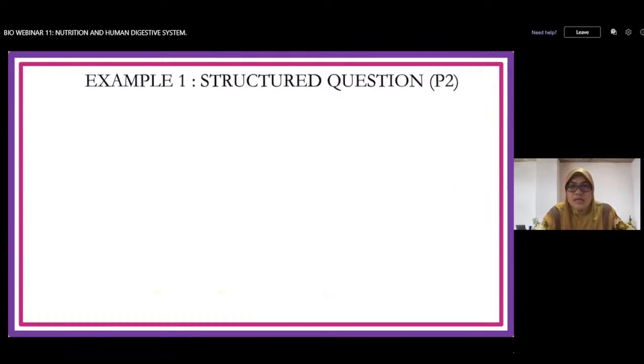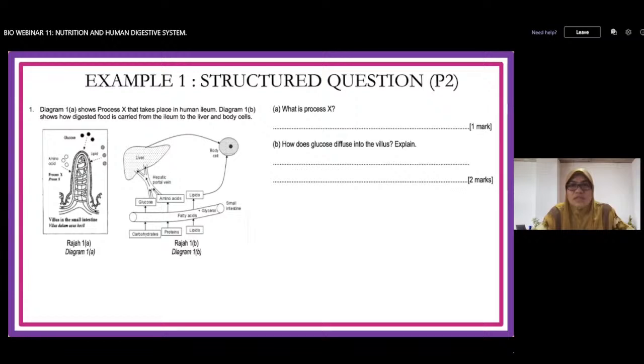Okay, next. Okay, cikgu nak tunjuk satu contoh soalan structure berkaitan dengan assimilation, combination, assimilation and absorption. Okay, cikgu bantulah sebab kamu tak boleh jawab kan. Okay, so first kamu tengok diagram ni, diagram yang pertama ditunjukkan proses act that take place in the human ileum. Okay, manakala diagram tu shows digested food is carried from the ileum to the liver and the body cell.